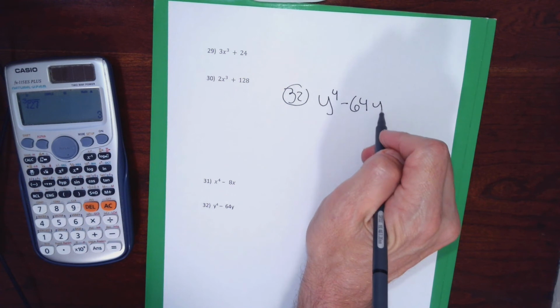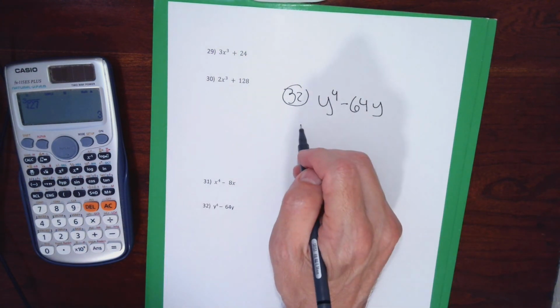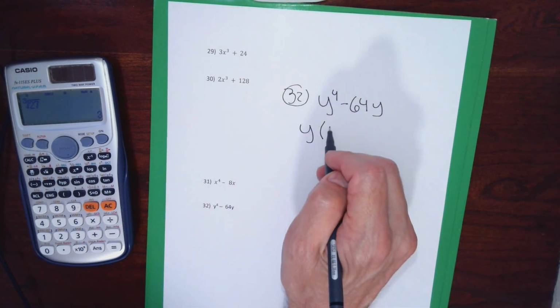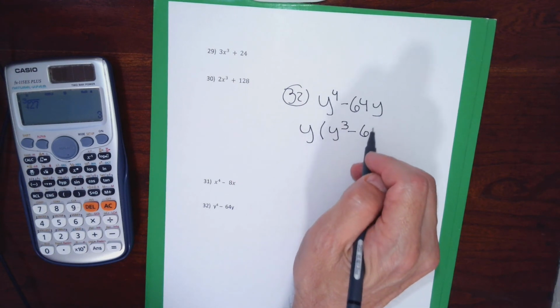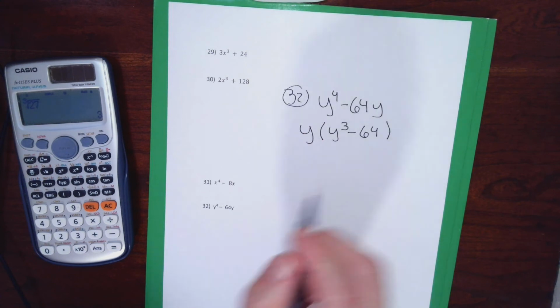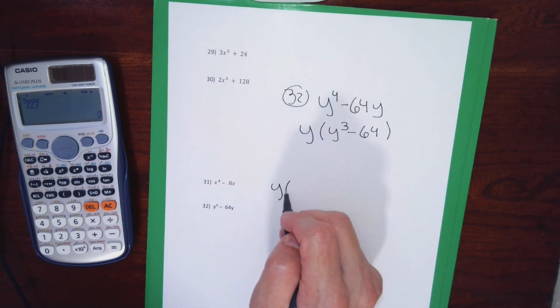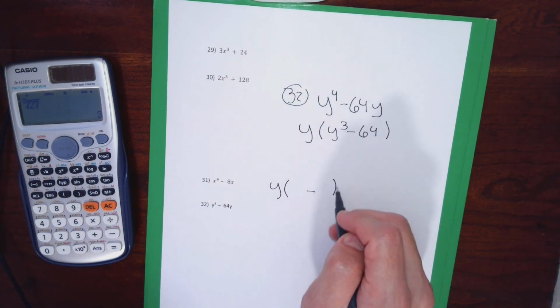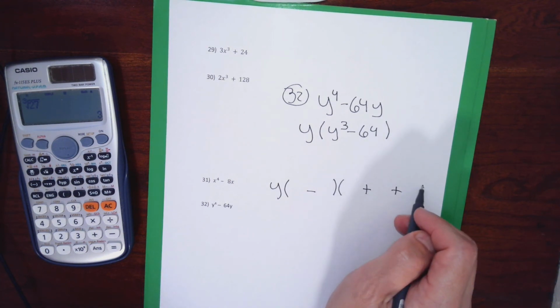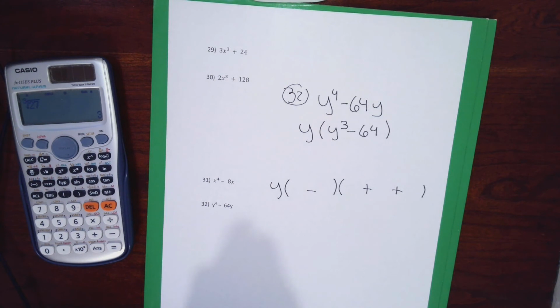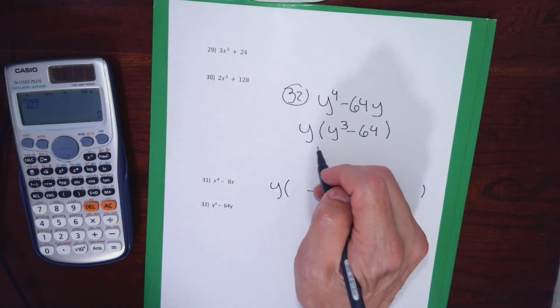In 32, I'll pull out my common factor of a y. Both terms have a y. The smaller exponent is the y to the first, so I'm going to factor out the y. That y is going to be part of my answer, but it's not going to impact how I create the 2 parentheses. Throw my signs in, keep the sign, flip the sign, plus.